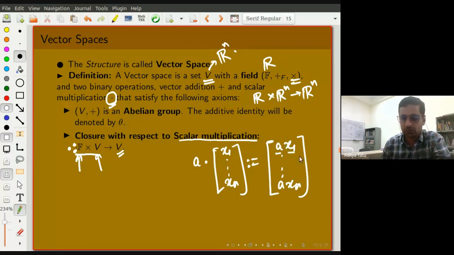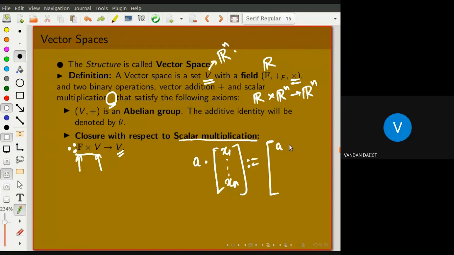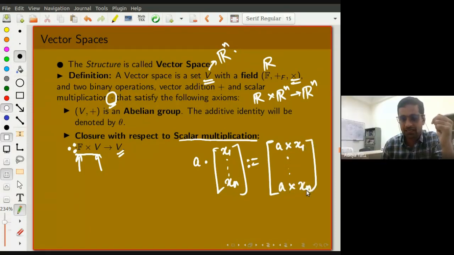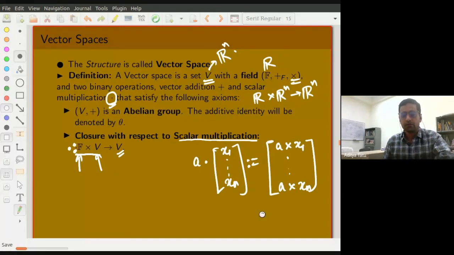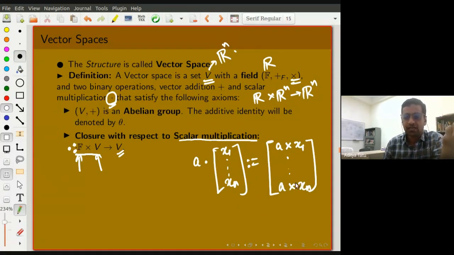Sir, this scalar multiplication needs to satisfy only one condition, that is closure? No, there are several more. I'll list them one by one. You can see if I define it this way, my set Rn will be closed. Why? Because x1 to xn are real numbers, a is a real number, and a times a real number will also be a real number. So a times xn will also be a real number. Therefore, this vector will be an element in Rn, and this way of defining scalar multiplication is going to satisfy the closure property.